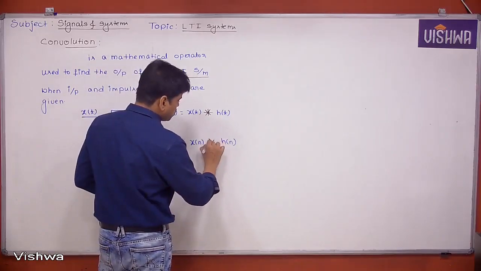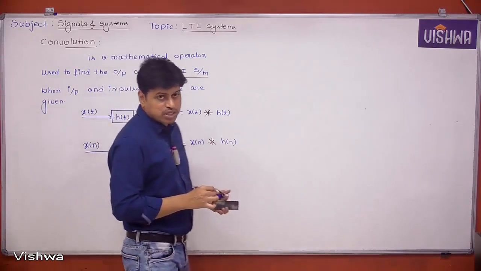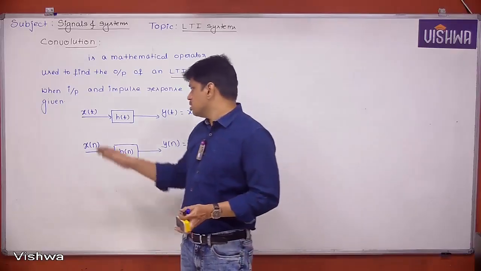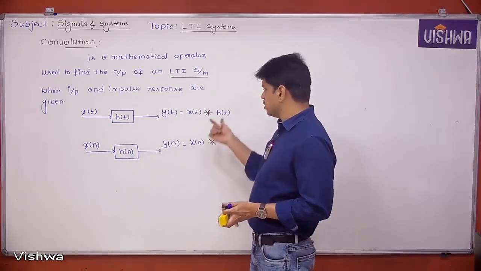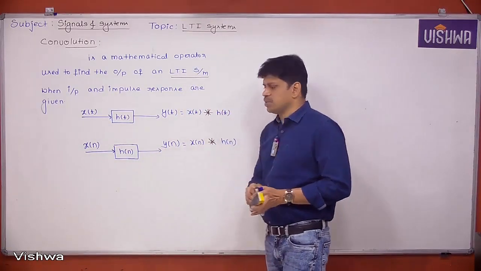So remember, to find out the output, the operation we have to perform between input and impulse response is nothing but the convolution. Okay, try to take it.